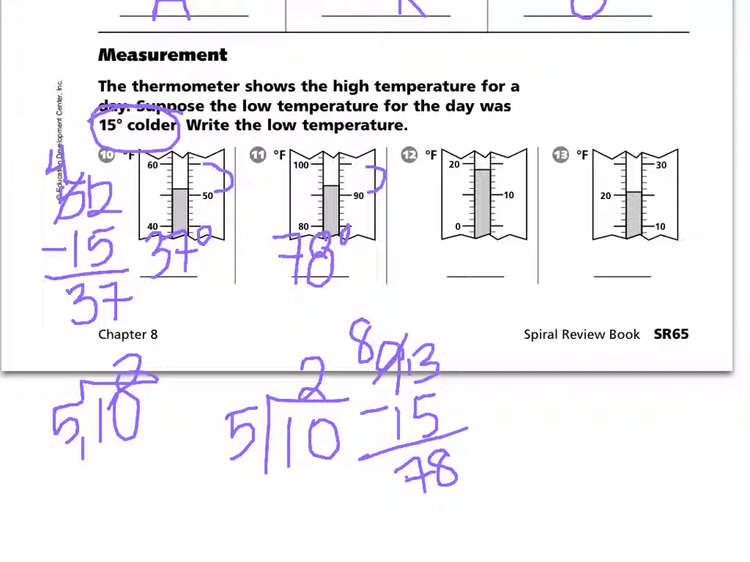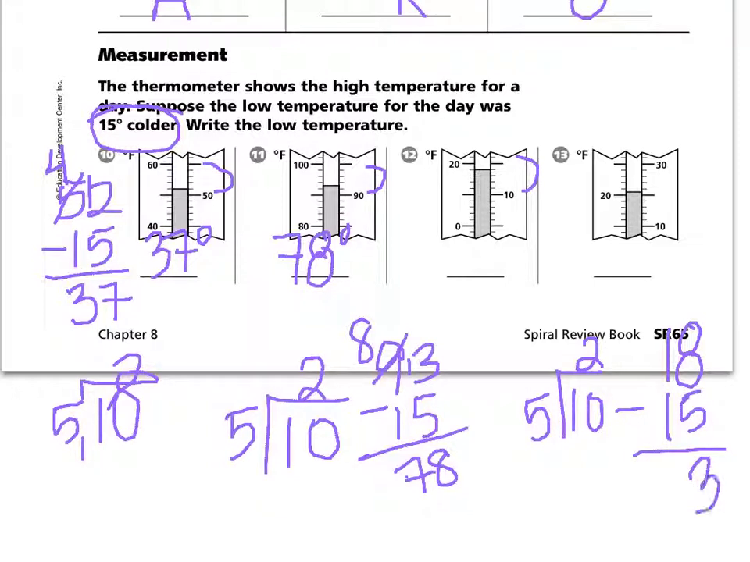For number 12, I can see that it's between 10 and 20. That's 10 degrees. It's cut up into 5 different pieces. I know that each mark is going to represent 2. It's going up 10, then I have 12, then I have 14, 16, and then 18. So my degrees is 18 degrees. I'm going to subtract 15 to find the low temperature, and I have 3 degrees.